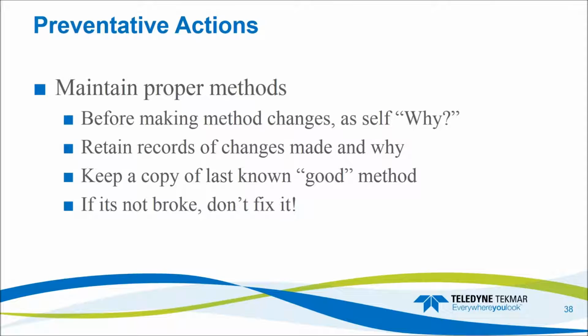Always make sure you keep a copy of a known good method that you can revert back to as a troubleshooting tool. And then if it's not broke, don't fix it. If your methods work perfectly fine, make sure that your changes are being done for a really valid reason. Don't simply switch columns because you read a different application note that used a different column and you thought you liked it better, or you thought it might improve things. If your system's working really well and you're happy with it, then leave it be.